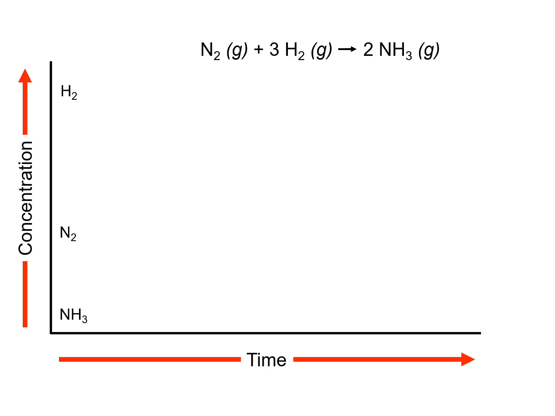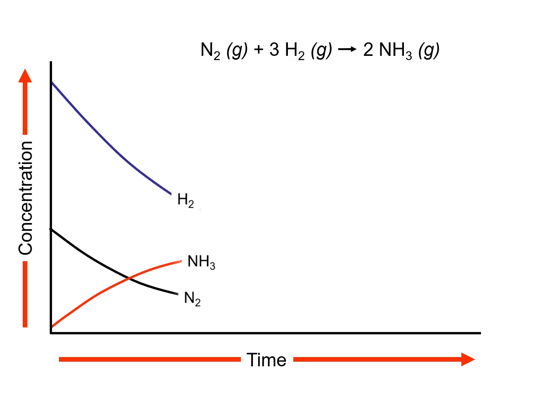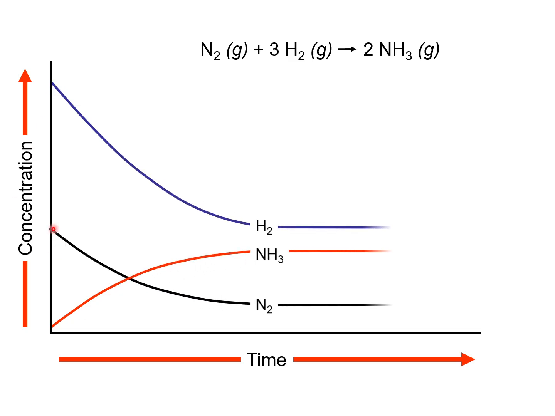So here is a graph of concentration versus time for the synthesis reaction that I mentioned earlier. So we start off with a high concentration of hydrogen, moderate concentration of nitrogen, and no NH3 at all, and then at a certain point in time, all of the concentrations level off and they stop changing. It does not mean that the reaction has stopped. It just means that we have established an equilibrium.